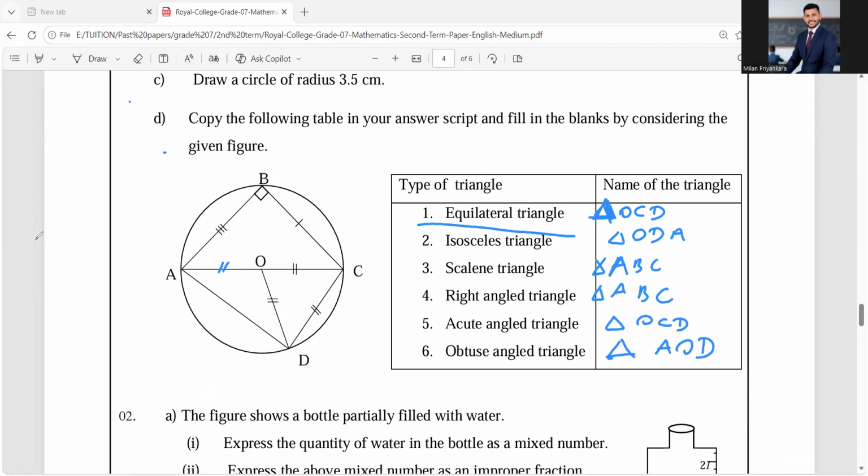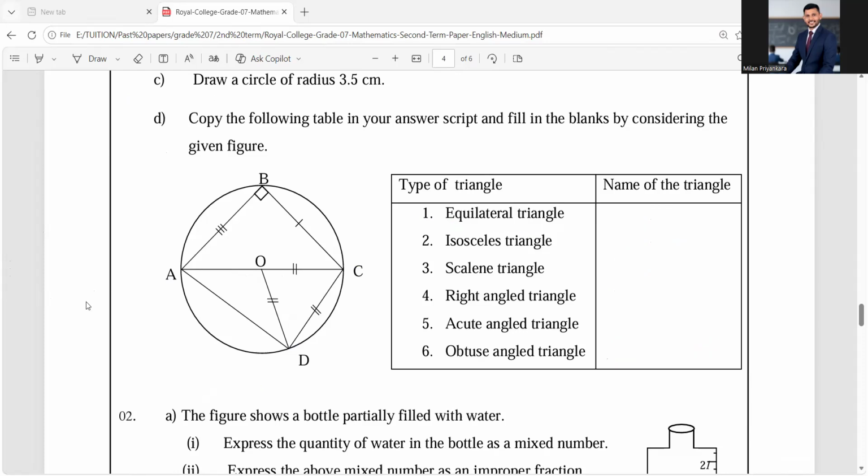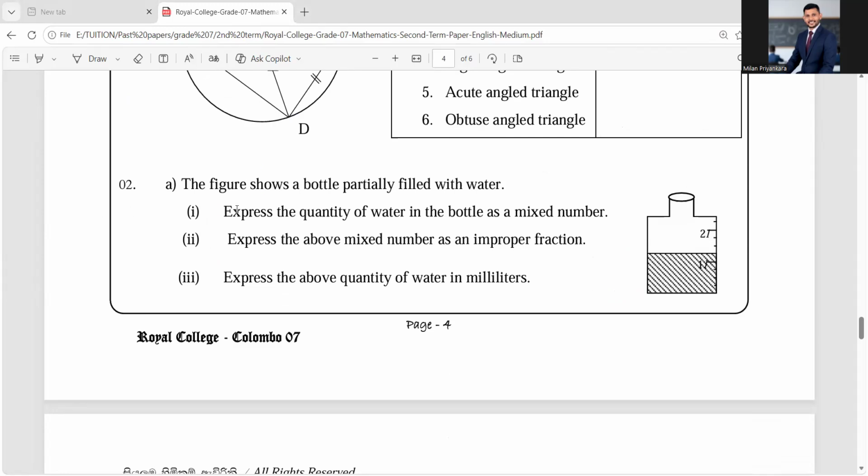Okay, now let's go to the next part, right? And then question number 2. The figure shows a bottle partially filled with water. Right, that means not fully filled, partially filled. That means a part of the bottle is filled. Express the quantity of water in the bottle as a mixed number.